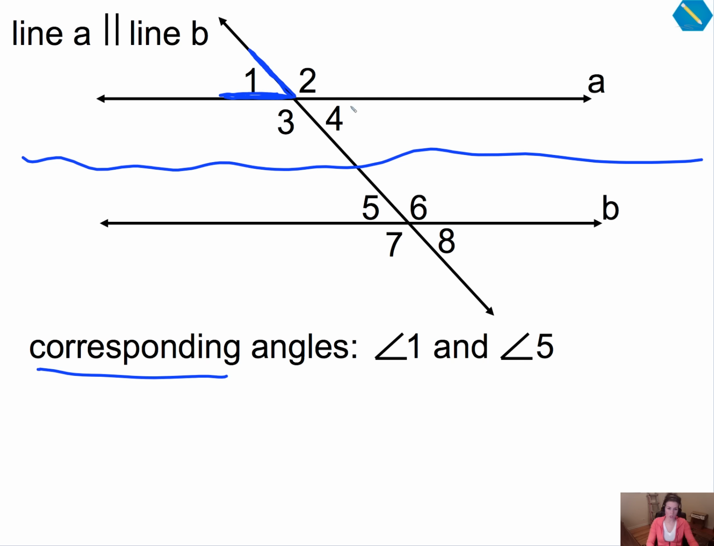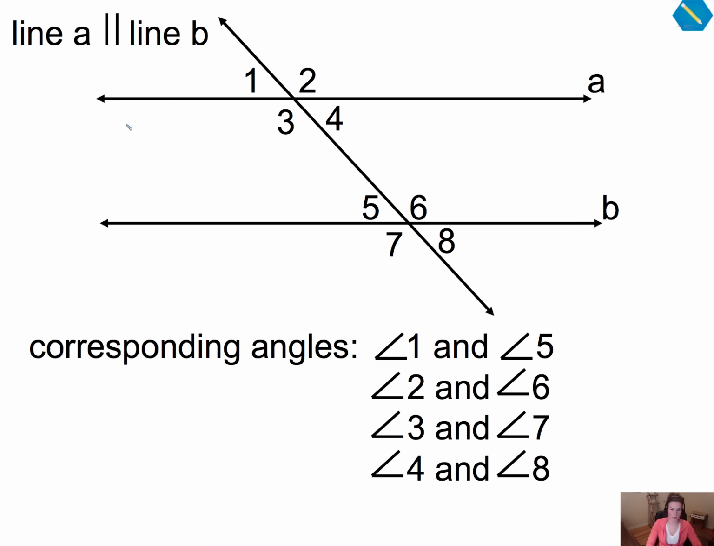Upper left, okay? So now when I look down here at angle 5, 6, 7, 8, I want to look for the angle that's in the upper left, which would be angle 5. That means that angle 1 and angle 5 are corresponding angles. Before I go to the next slide, see if you can find a few others. If you did this correctly, you should have identified angle 2 and angle 6. Those are corresponding. Angle 3 and angle 7. And last, angle 4 and angle 8 are corresponding.